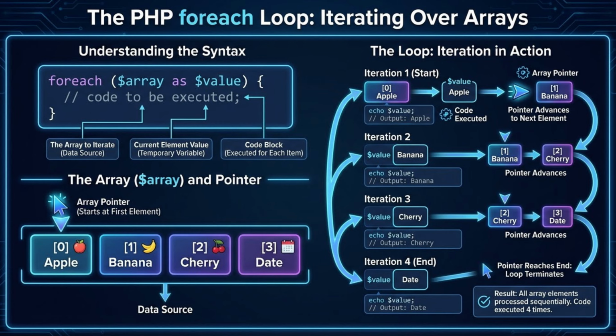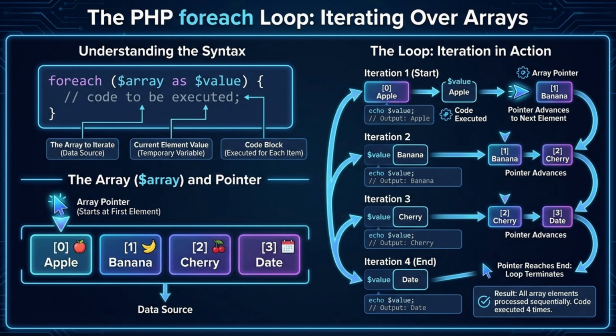The image explains this process beautifully using an example array of 4 fruits: apple, banana, cherry, and date. The loop starts by pointing to the first element, apple. During iteration 1, the value stored in $value becomes apple, and the code block is executed. After that, the pointer automatically moves to the next item. In iteration 2, the value becomes banana.